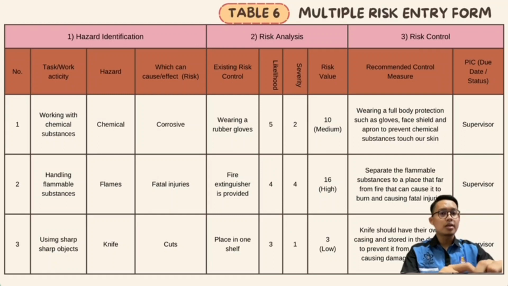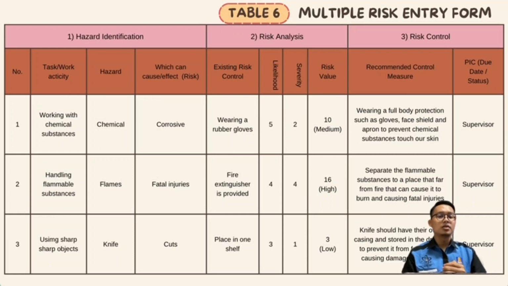Assignment, which is Table 6, Multi-Risk Entry Form, MREF. The first work activity is working with chemical substance. This activity has a likelihood of 5 and severity of 2, and the risk value, which is likelihood times severity, is 10. The second work activity is handling flammable substance, which has a likelihood of 4 and severity is also 4. So the risk value is 16.